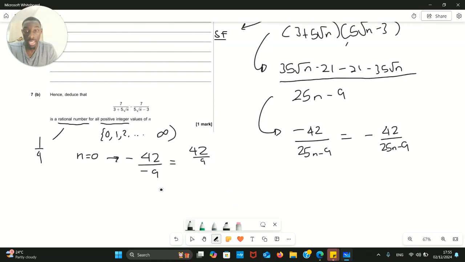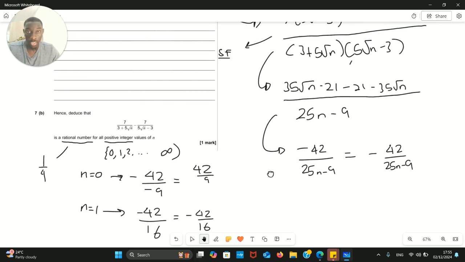So if n is 1, I'm going to have minus 42 on top, then underneath I'm going to have 25 times 1, so 25 minus 9 is 16. So I have minus 42 over 16. This is still rational. It doesn't matter whether it's negative or positive, as long as it's a fraction with an integer on top and underneath. So that's that. So this is one type.